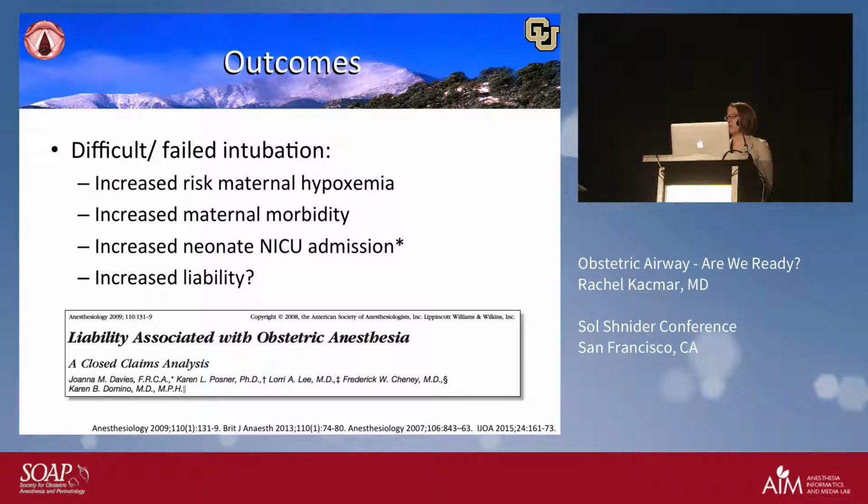Unfortunately, we may also be setting ourselves up for increased liability, or does this matter? The closed claims analysis that most recently looked at obstetric anesthesia compared cases from before 1990 to those after 1990. And while they found that overall the number of claims related to general anesthesia and the respiratory system decreased in the post-1990 group, the number of claims related to failed or difficult intubation did not change.